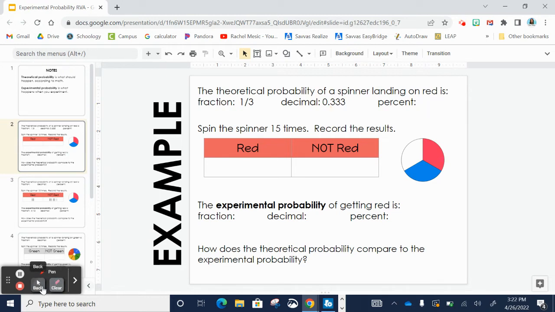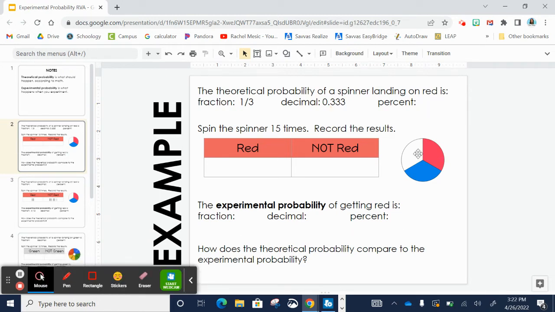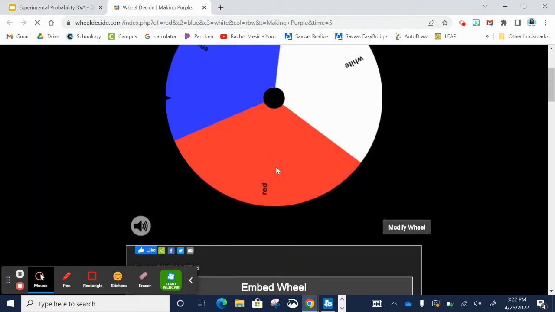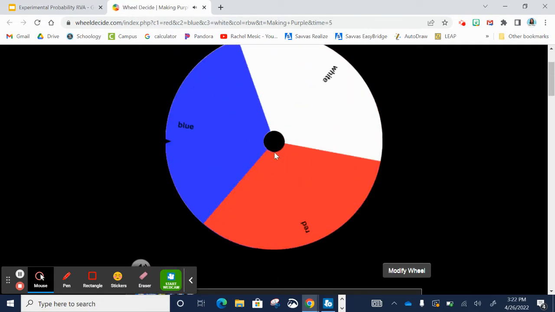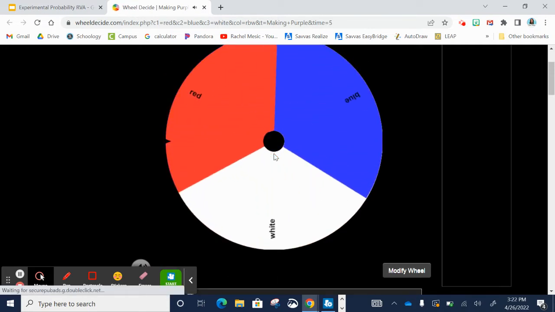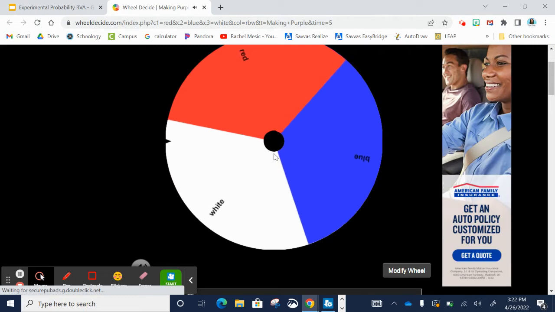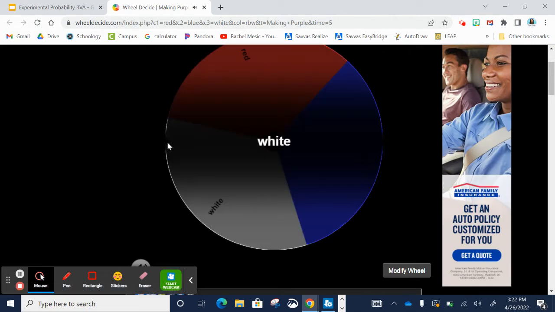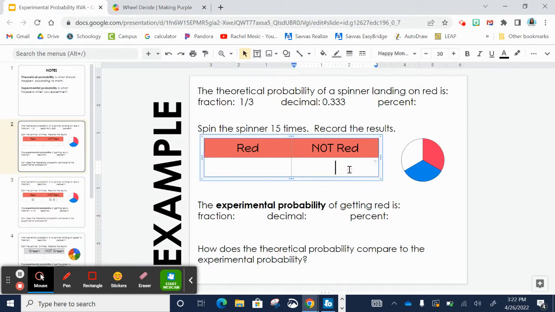Now I'm going to spin the spinner. If I click here and click the link, I get a spinner. I'm going to click and see what I get. Here's the little spinner, but it also tells you the color. So I got white. I did not get red, so I'm going to add a tally here.